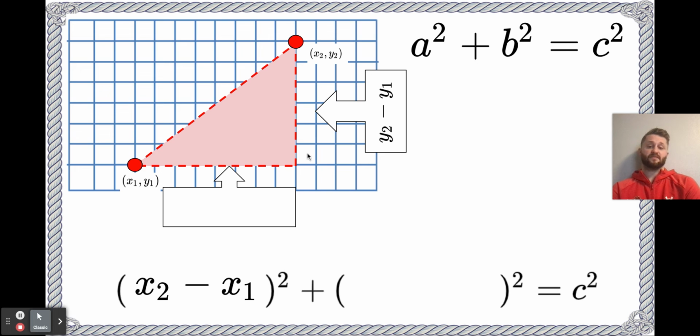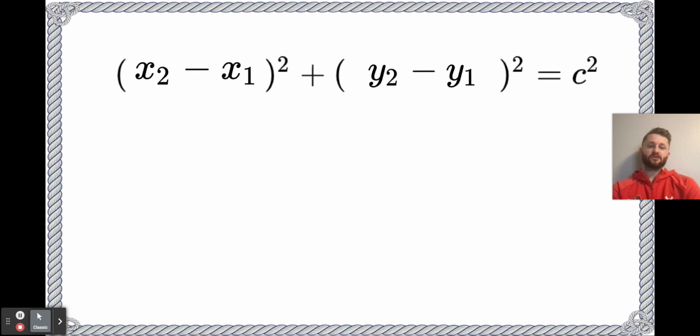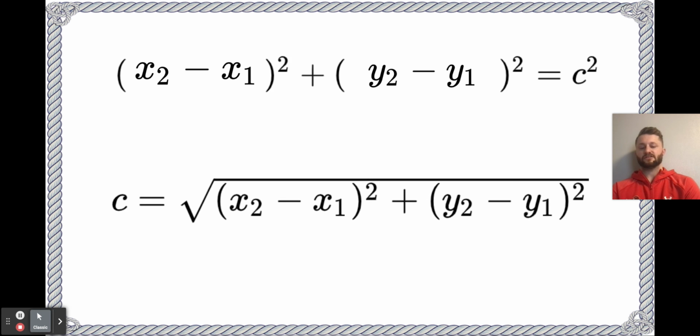The same thing happens for my vertical leg. I can plug that distance into my Pythagorean theorem into where the b squared is. And so now I take this equation I have at the bottom here, and I can finish solving for the distance of that hypotenuse by just square rooting each side, which gives me this.